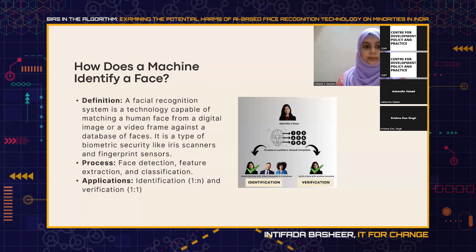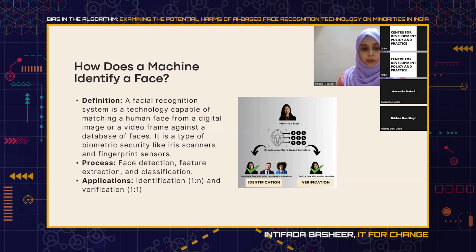First things first, how does a machine recognize a face? Very simply put, the technology is trained on vast data sets to learn how to match a face that it sees on an image or a video with a pre-existing database. There are three steps to this process: face detection, feature extraction, and classification. First, the software tries to detect a face from whatever visual material is provided to it. Once it detects the face, it creates a unique feature number space template for that face.